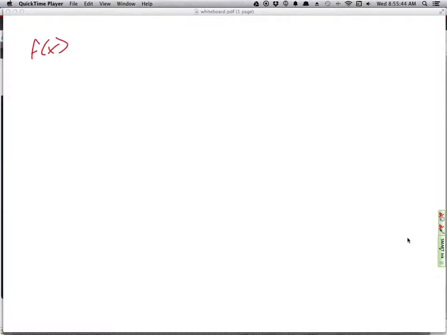So let's say I've got f of x equals x to the fourth plus 3x cubed minus 7x squared plus 9x minus 30. So here's my polynomial function that I want to find the zeros of. First of all, how many possible zeros are there? 4. There are 4 possible zeros. Why are there 4? That's the highest exponent.